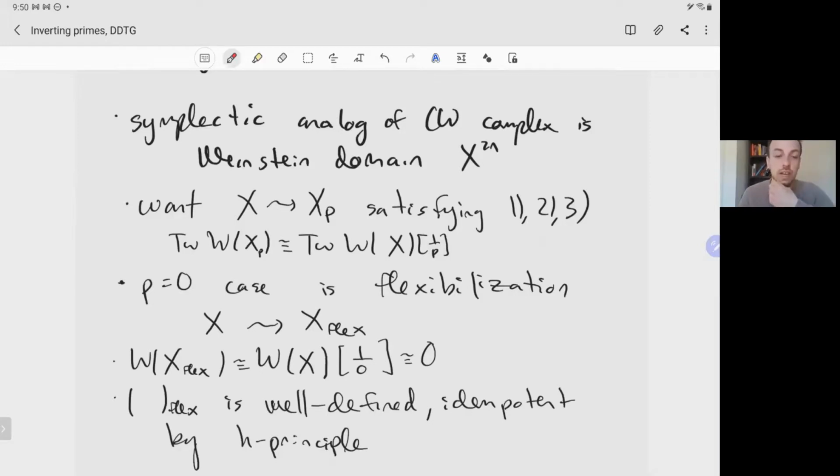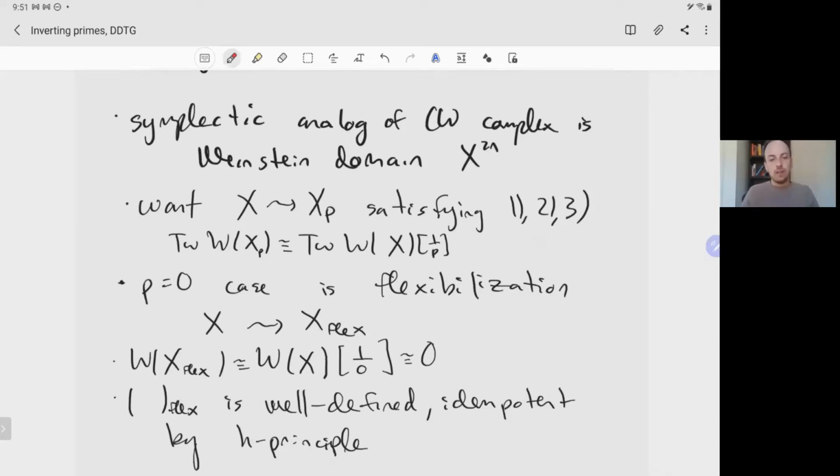So that's this idempotence condition. And the well-definedness also actually requires the h-principle, but it's true. I mean, the h-principle says something stronger. It says that if you have two things which are only smoothly the same, then their flexibilizations are symplectomorphic.